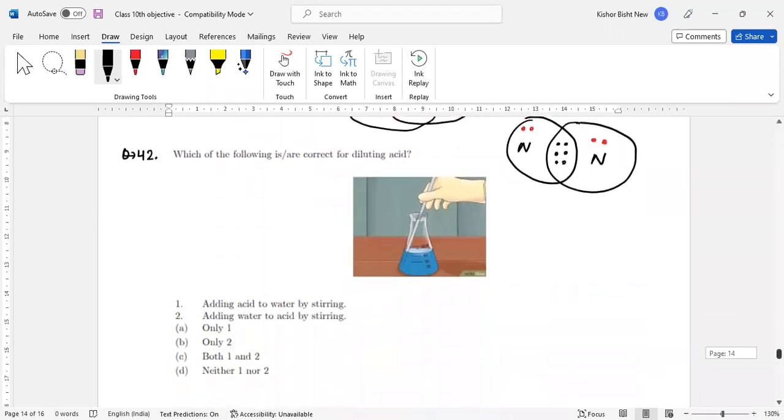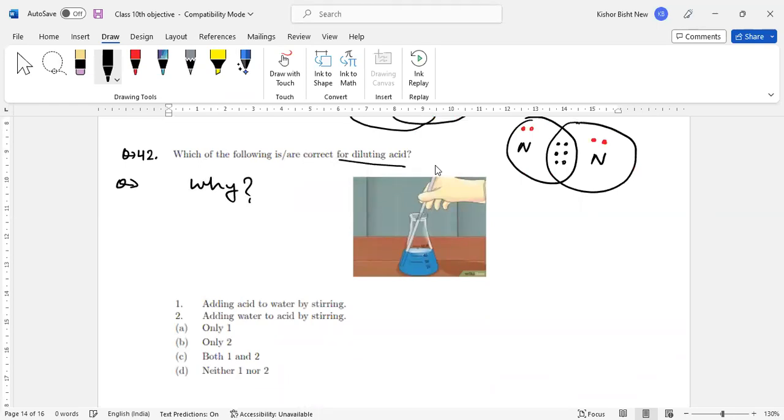Question number 42. Which of the following is correct for diluting an acid? We are diluting the acid, all of you know that, and this is asked in board examinations also. What is the correct way of diluting the acid and why? Also they are asking why.